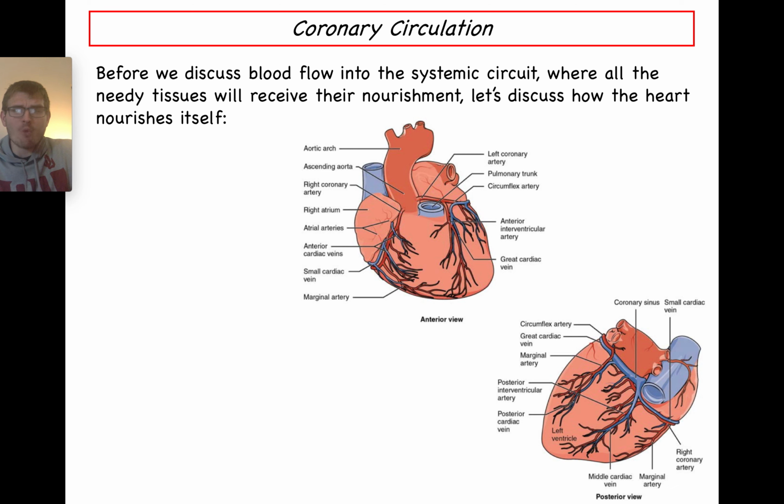Okay, so before we really start talking about the major function of the heart, which is getting blood into the pulmonary circuit so that we can oxygenate that blood, and then pushing blood from the left side of the heart out into the systemic circuit so that we can nourish all those different organs and tissues like the brain and the liver and the kidneys and all that, let's talk a little bit about how the heart nourishes itself. You've got to take care of yourself before you can take care of others, right?